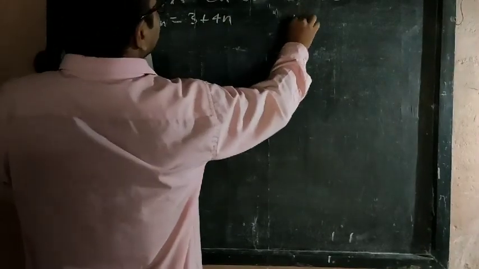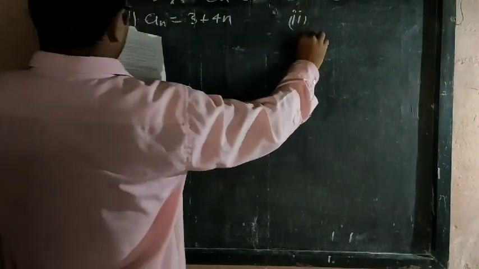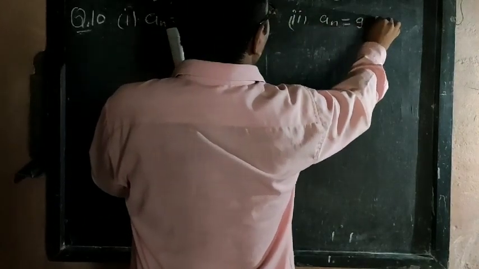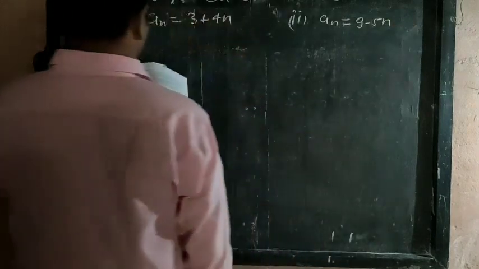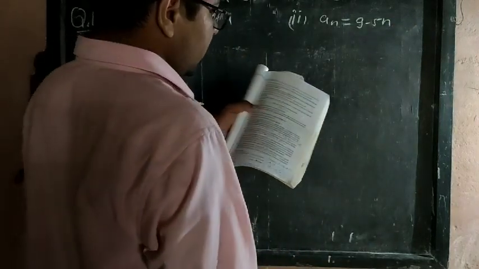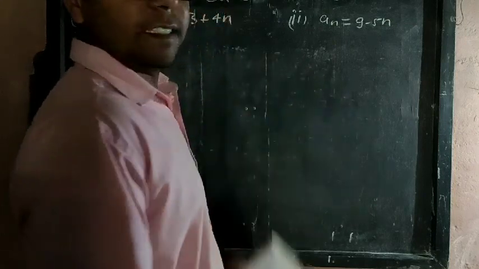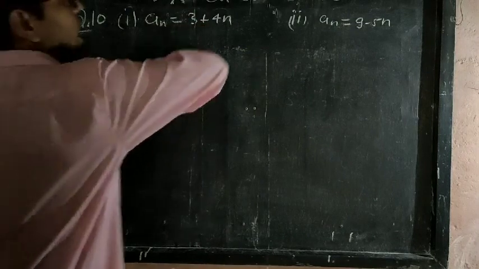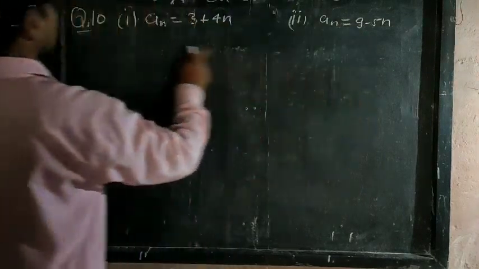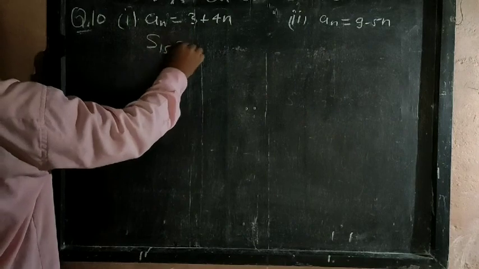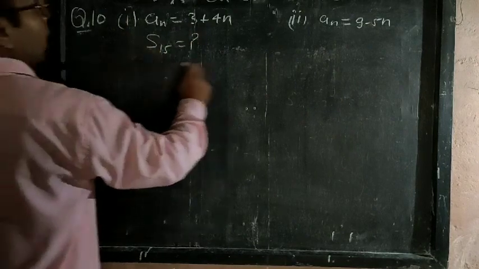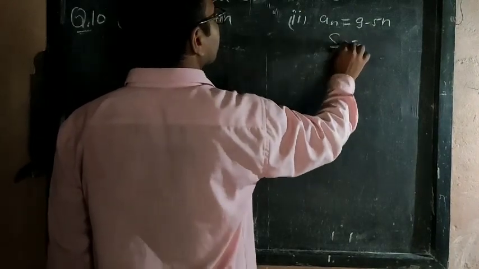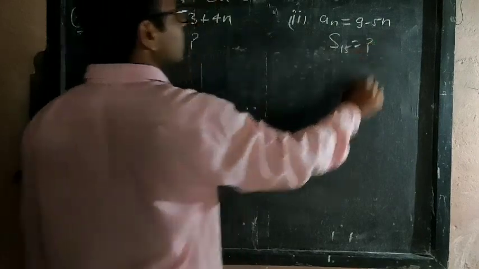And second it is defined as a_n equals 9 minus 5n. This much is given here. Also find the sum of first 15 terms in each case. In each case means we have to find S15 for this term also and S15 for this term also. So S15 is equal to question mark for the first part, and S15 is also question mark for the second part.